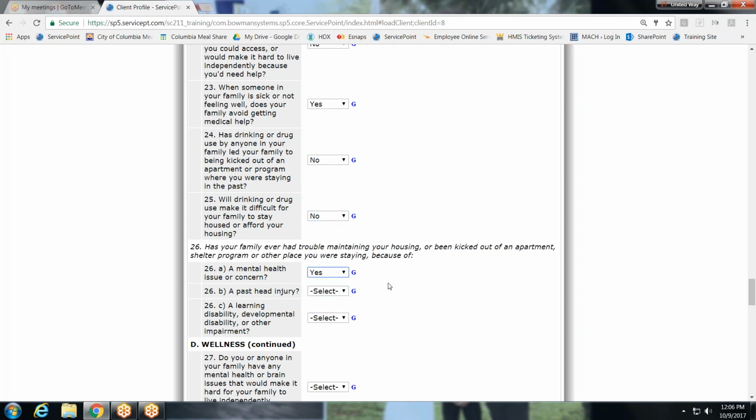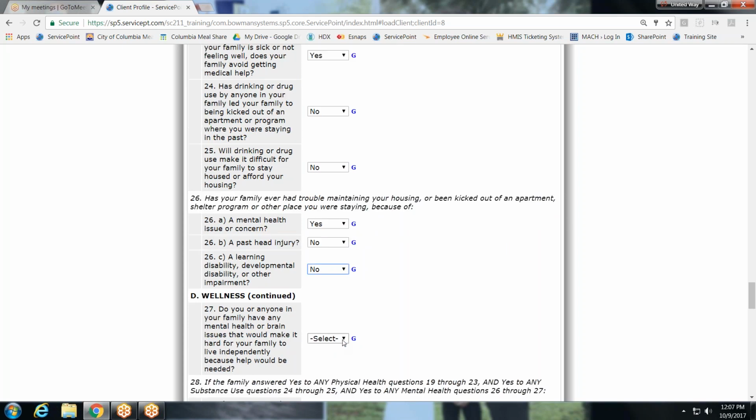Has your family ever had trouble maintaining your housing or been kicked out of an apartment, shelter program, or other place you were staying because of a past head injury? No. Has your family ever had trouble maintaining your housing or been kicked out of an apartment, shelter program, or other place you were staying because of a learning disability, developmental disability, or other impairment? No. Do you or anyone in your family have any mental health or brain issues that would make it hard for your family to live independently because help would be needed? No.